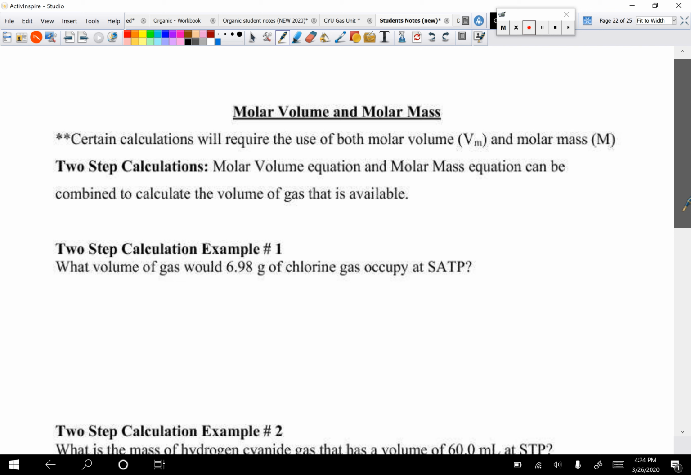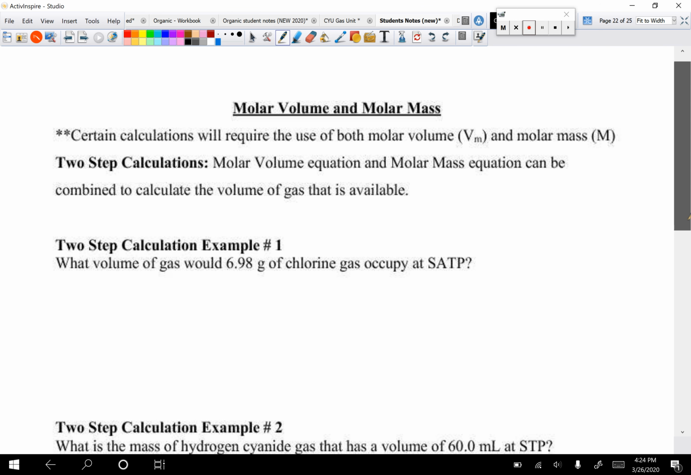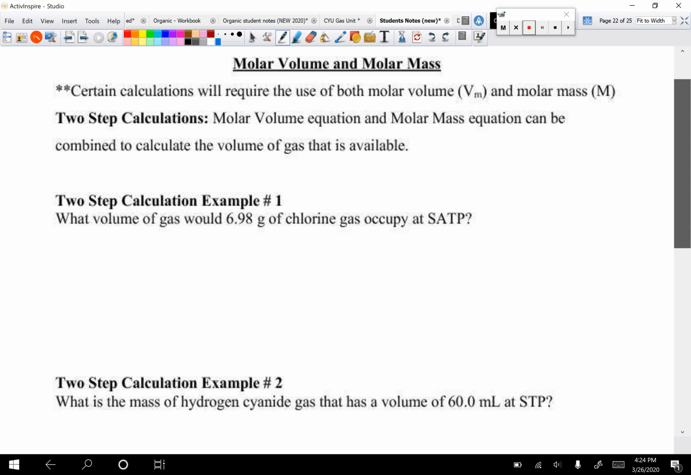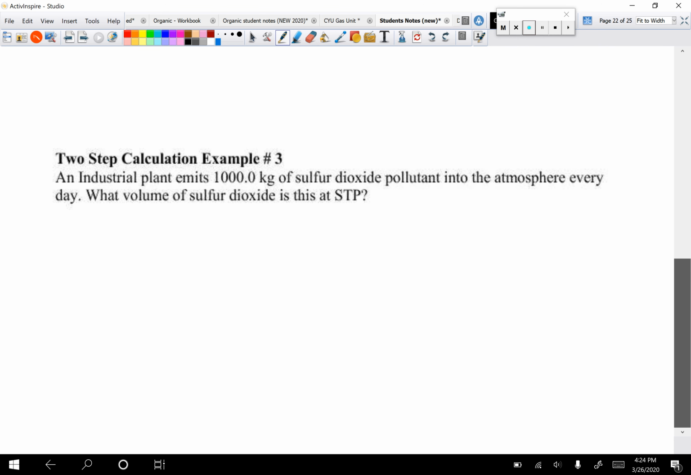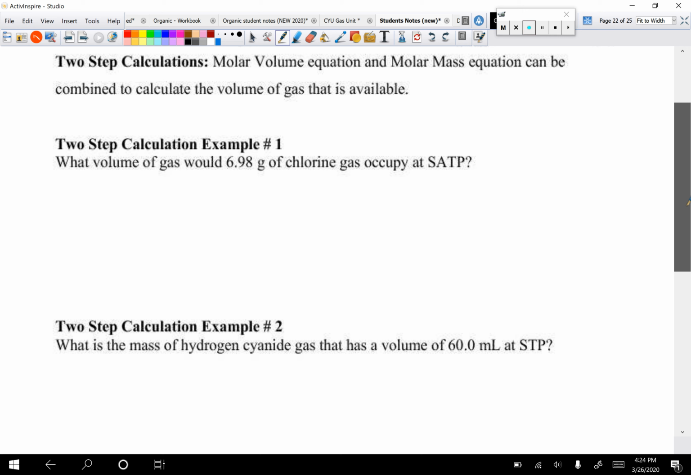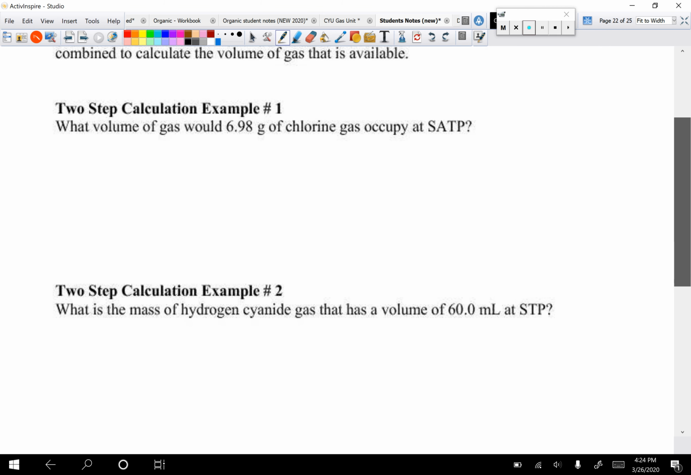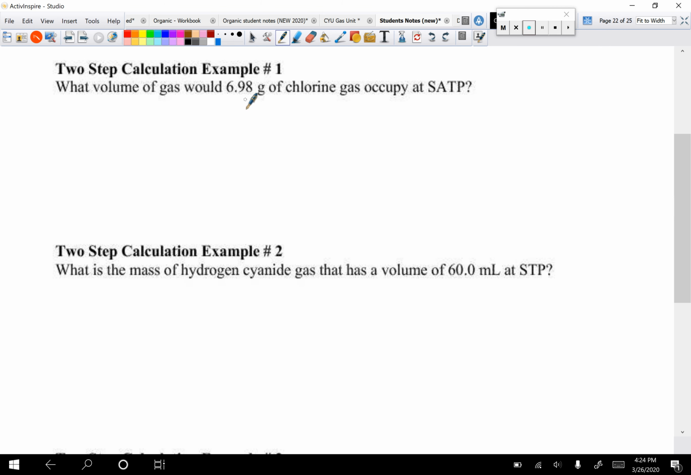So how this is going to be used is we have right here, we're going to have 2-step calculations, or you can do 1 step if you do dimensional analysis. So this is where you are going to notice you're either given a mass or you're given a volume. It's going to be under STP or SATP conditions, and we solve for one of our unknowns. So I'm just going to go over example 1 with you, and of course same thing as before, I'll let you pause the video and then try the other ones, and I'll put the answers up. So our first one right here, what volume of gas would 6.89 grams of chlorine gas occupy at SATP?